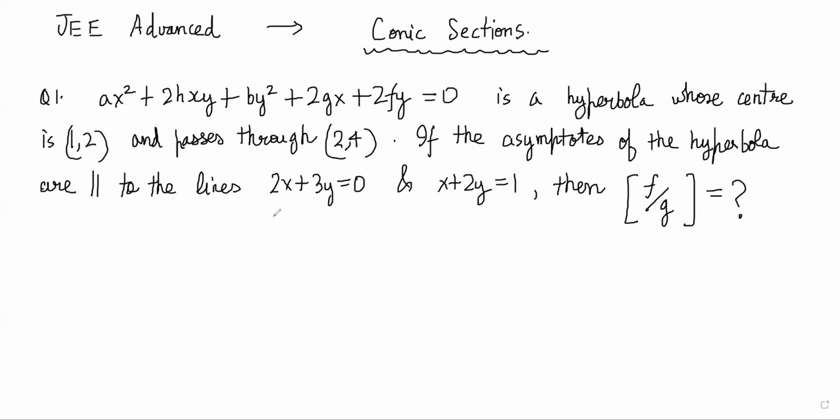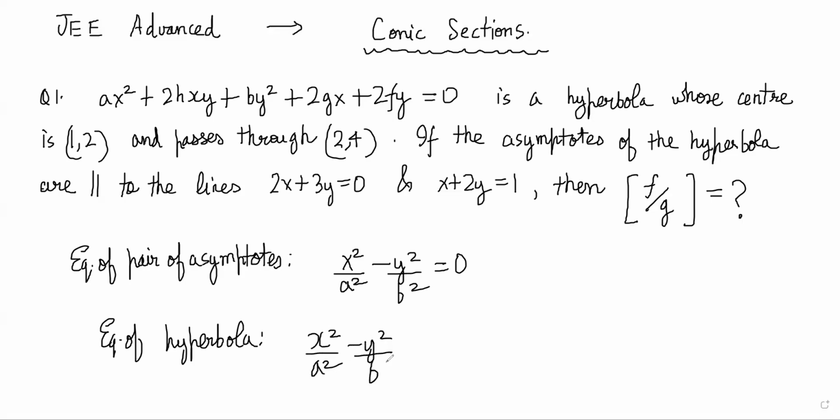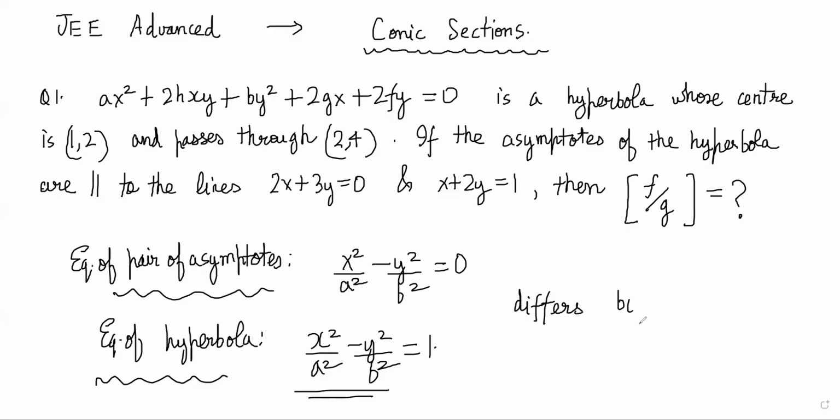So now here you need to remember the theory we had discussed, that equation of pair of asymptotes. Equation of pair of asymptotes to the standard hyperbola was this. And we know that the equation of hyperbola was x square by a square minus y square by b square equals 1. And we said that the equation of hyperbola and the equation of pair of asymptotes differ by a constant. So here, if you have asymptotes parallel to these lines, the equation of the asymptotes can be found, right, with some constant.